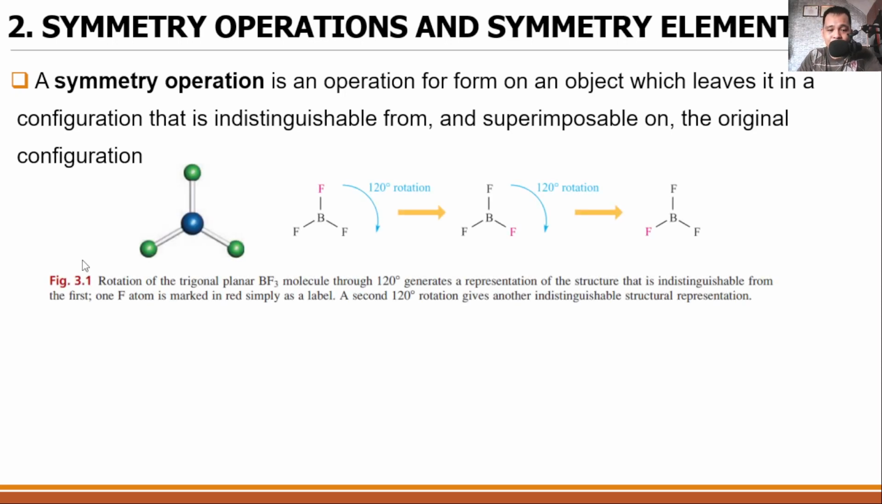For example, in this boron trifluoride, why is the rotation 120 degrees? Because as per VSEPR theory, the bond angle is 120 degrees. So again, you need a strong and solid foundation of VSEPR theory before you dive into this topic. Upon rotation, we label the red fluorine. Upon 120 degrees rotation, it is still indistinguishable. This picture only highlights the red one to determine that.